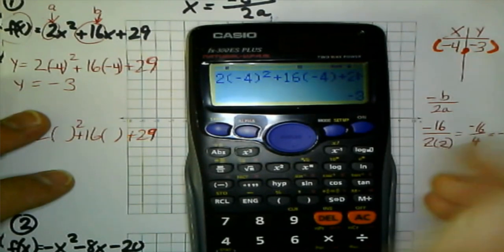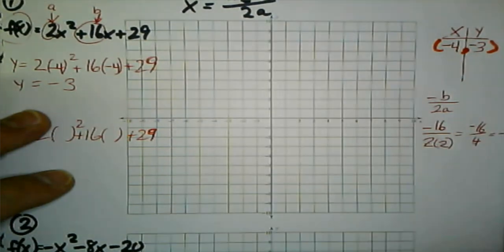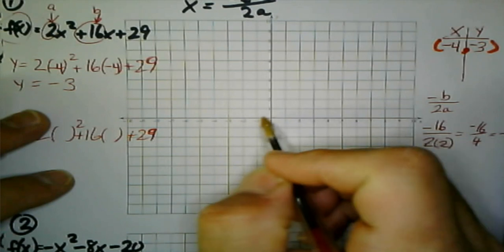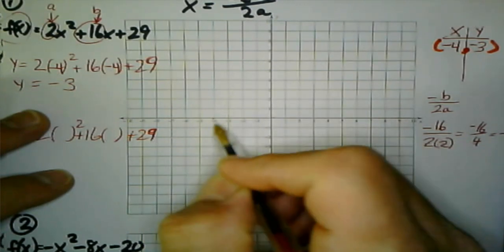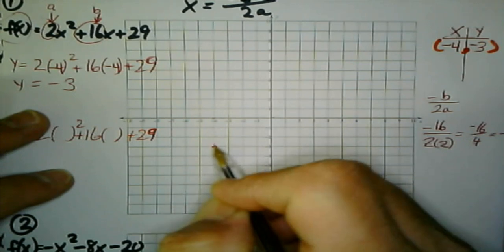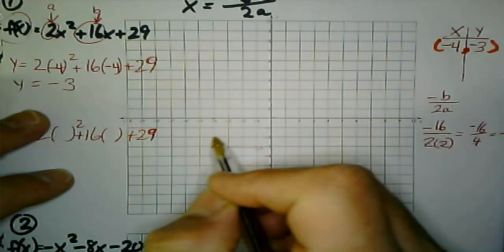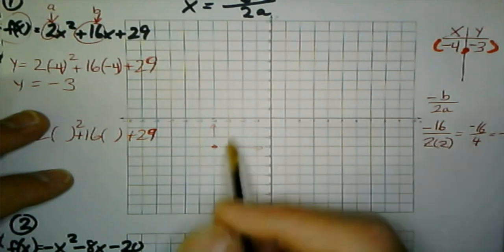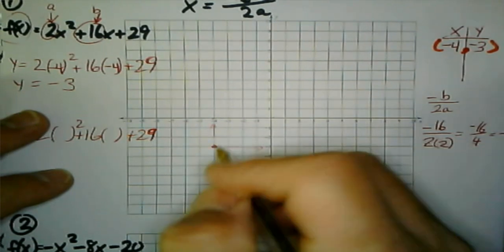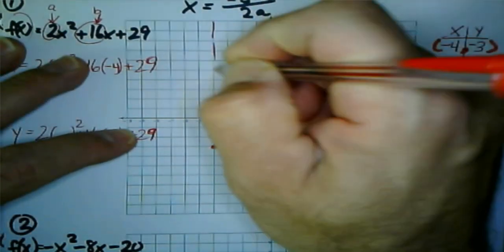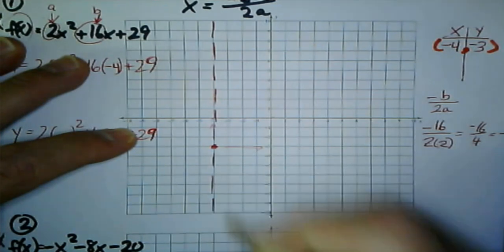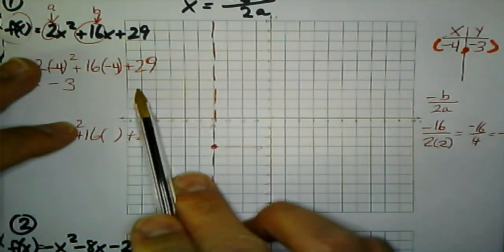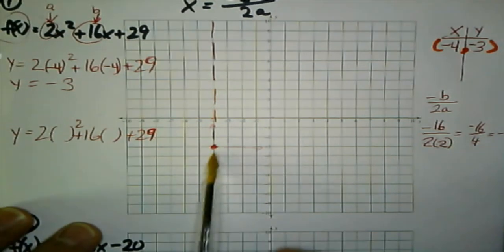So I need to pick the next number. Well, first let's go ahead and graph it. So 1, 2, 3, 4, there's -4 on the x, and -3 on the y is right here. And if we look, there's -3 on the y, there's -4 on the x. That's where we graph that point. We need to graph our axis of symmetry, because that separates the parabola into 2 equal halves.